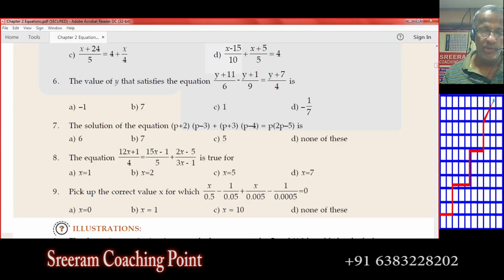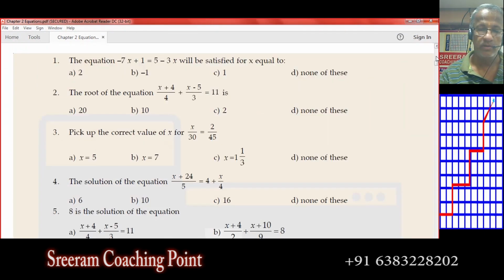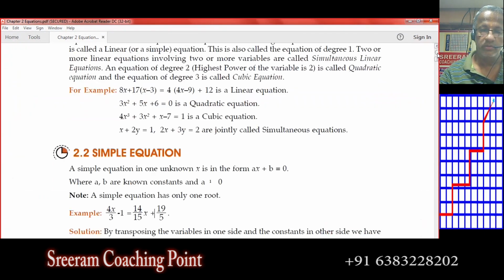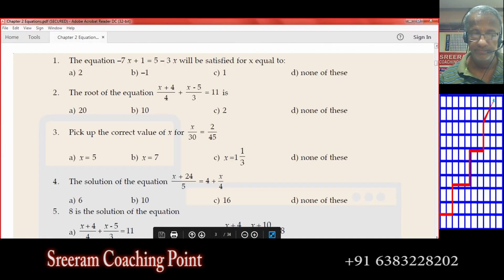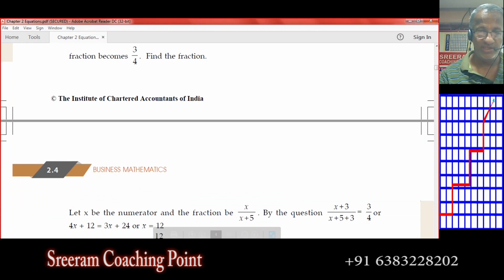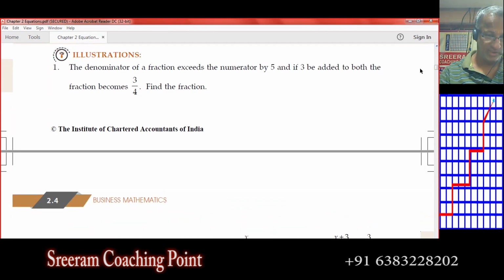Now linear equation, simple equation, this area 2.2 is getting over. Now let us take up an illustration. The denominator of a fraction exceeds the numerator by 5, and if 3 be added to both, it becomes 3 by 4. Find the fraction.